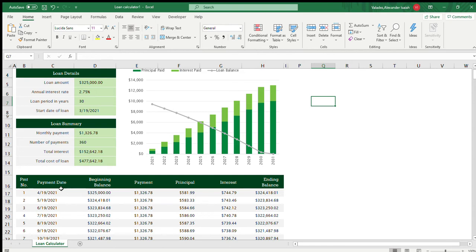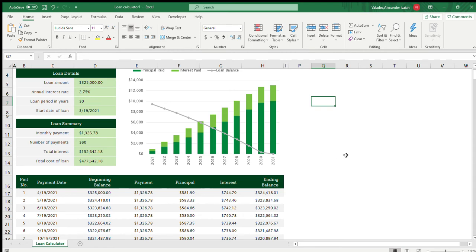In other words, the total cost of the loan would be 477,642, and the loan amount would be 325,000. All right, so that 152,642 is what you're paying in interest. That's going to be added to this number up here, which gives you this number down here.